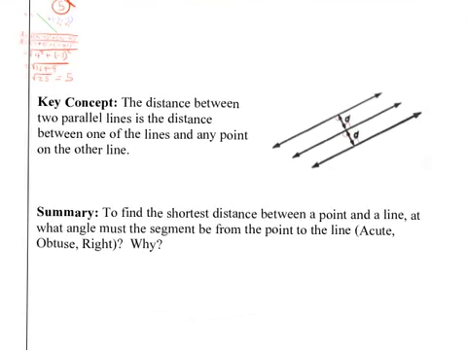Lastly, summary: to find the shortest distance between a point and a line, at what angle must the segment be from the point to the line? Acute, obtuse, right, and why? Hopefully the answer for the angle part is obvious, but if you're wondering why, take a look on the first page. Top of the first page, there should be some hints to why that's important. Okay, that's it.